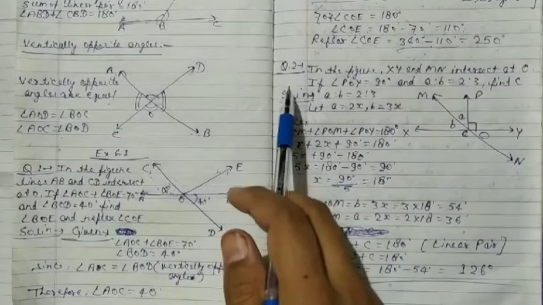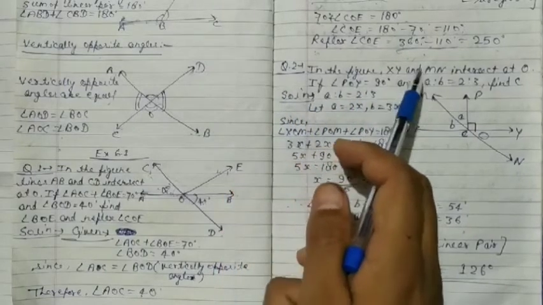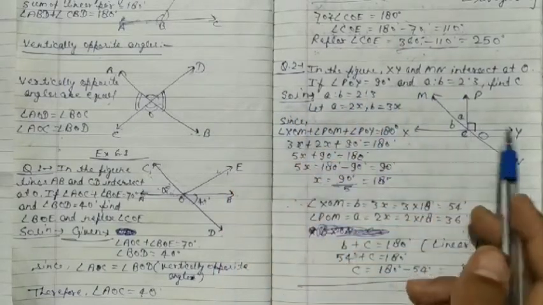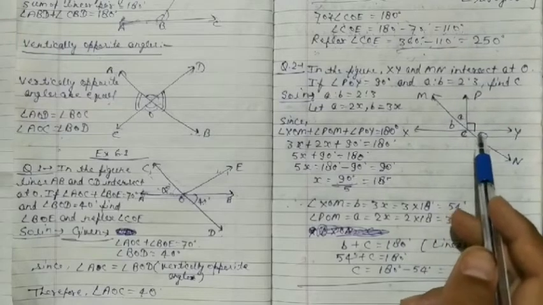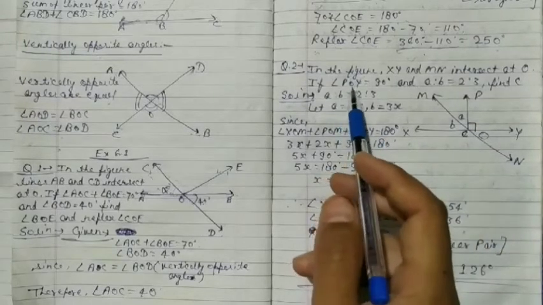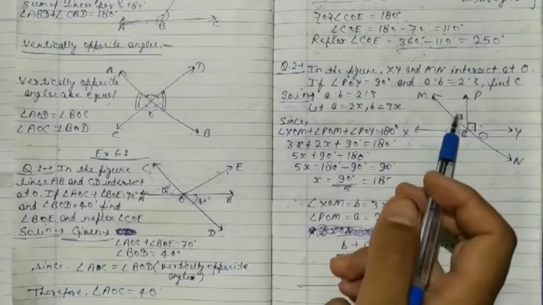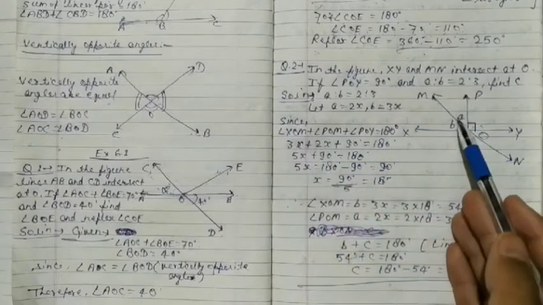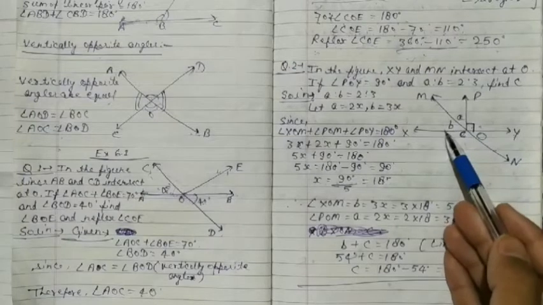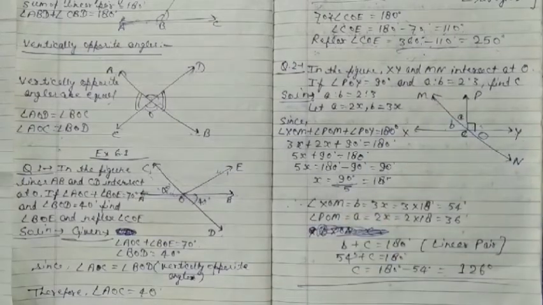Question number 2. In the figure, XY and MN intersect at O. If angle POY equals 90 degree and A:B, the ratio of this angle and this angle, is equal to 2:3. Find the value of angle C.